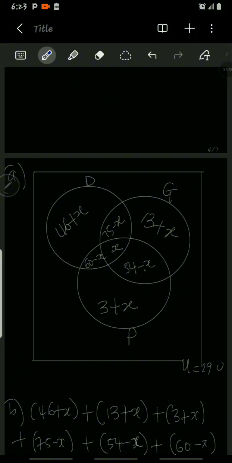That means we are to add people that read the 2 and the people that read more than 2. You understand? So basically I'm saying these guys read 2, these guys read 2, these guys read 2, and these guys at the middle also read more than 2. So basically I'm adding 60 minus x plus 75 minus x plus 54 minus x plus x itself. Are we clear now? So let's do that.